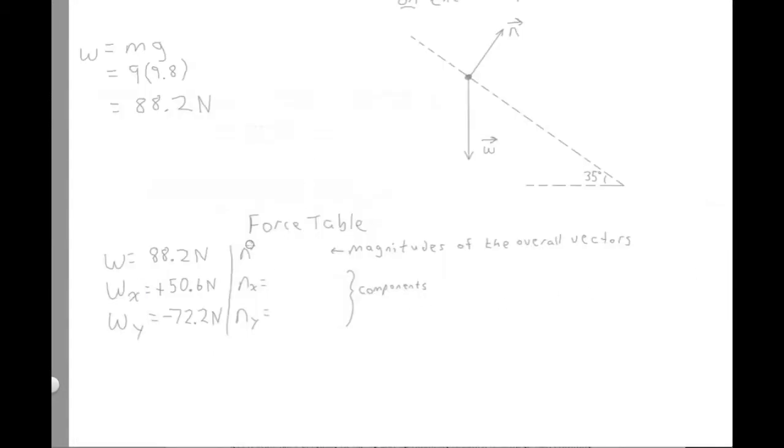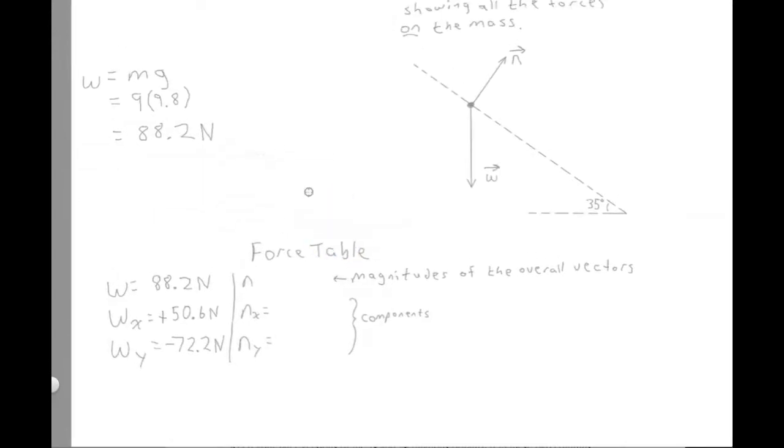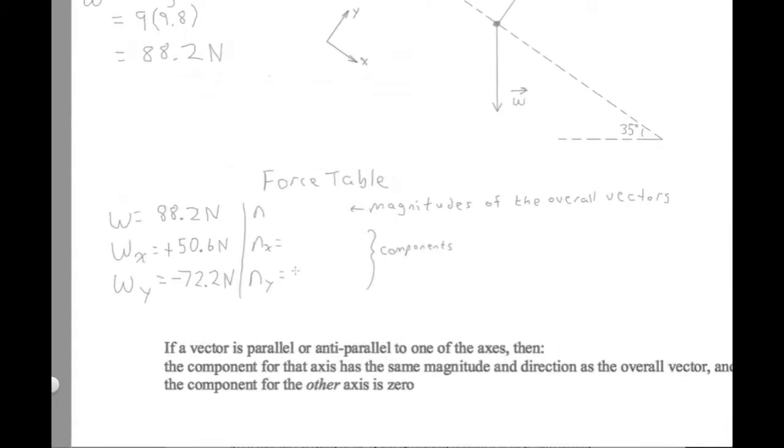And now we can break that normal force into components. Well, here we can use this rule. Our normal force is parallel to the y-axis, and that means that the y component of the normal force should have the same magnitude and direction as the overall normal force. Well, the overall normal force is pointing in our positive y direction. So n sub y has that same positive direction.